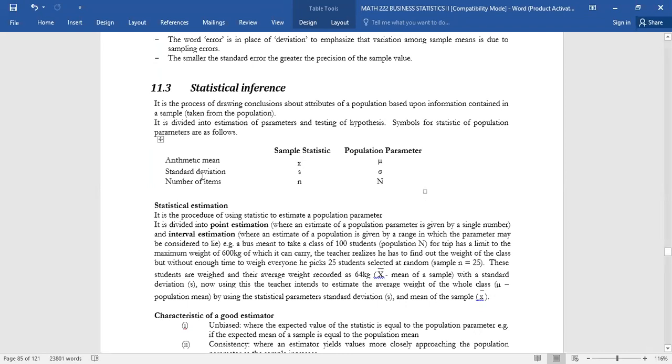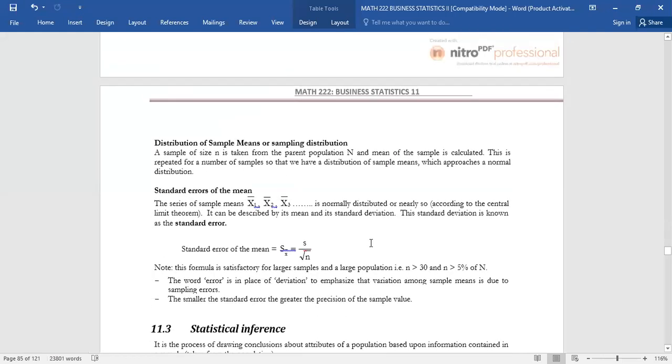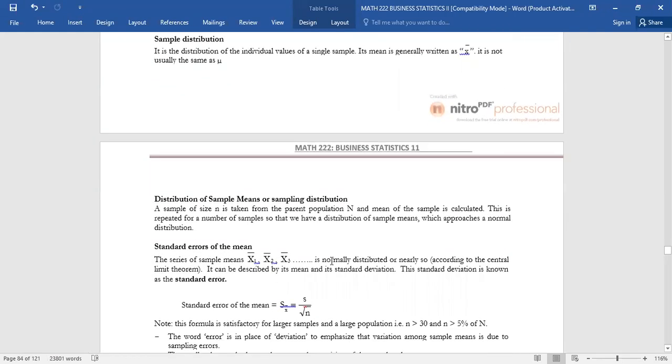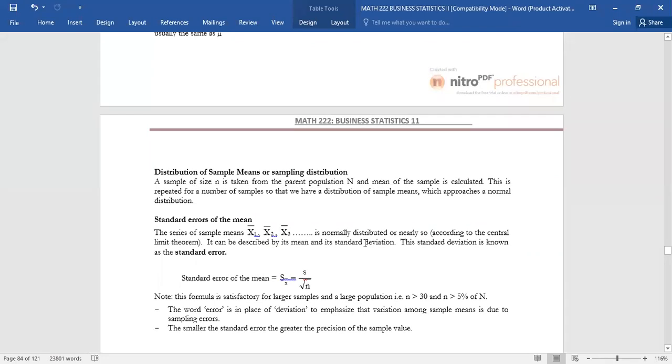Then we have the standard deviation. For the sample, we denote it with a small s. And for the entire population, we use this symbol here. We call it sigma. And then for the number of items, I've said for the sample, it will be n, whereas we are going to denote that of the population with capital N. So that is that. So if we split our N, which is the entire population, and we get the different means, whatever we'll be getting will be sample means. So we are going to get x1 up to x10.